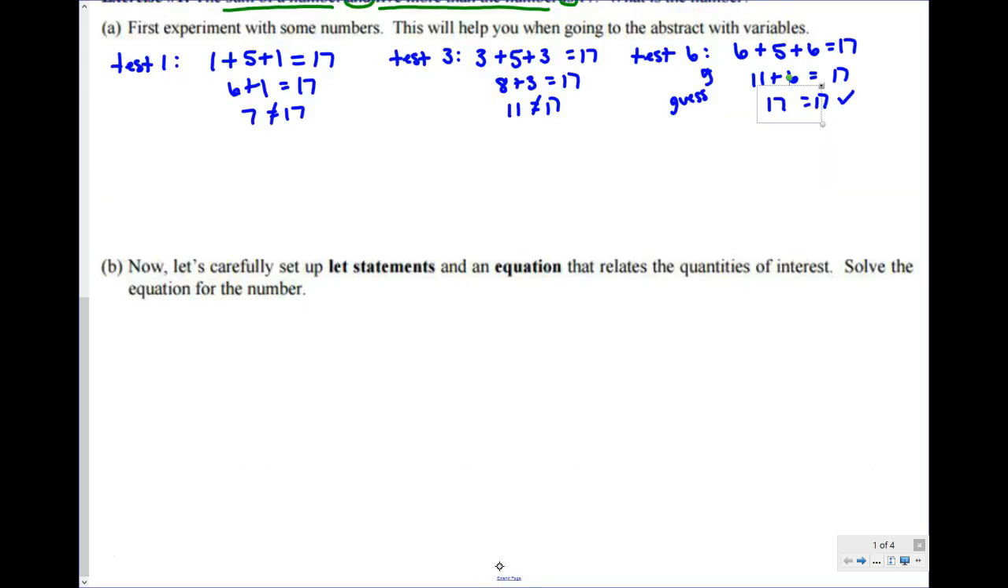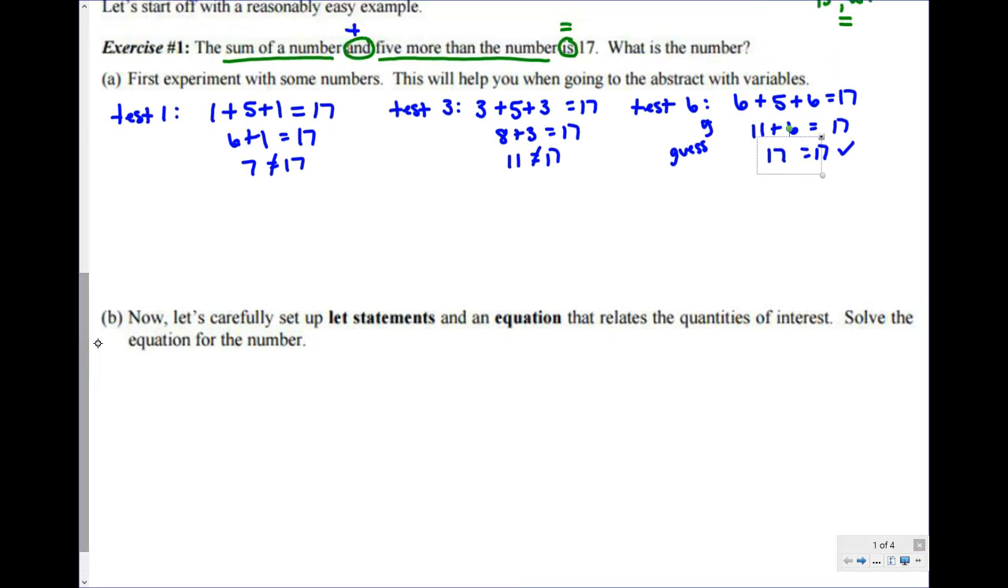So exercise B. Now let's carefully set up let statements in an equation that represents the quantities you're interested in. So here's how let statements work. Okay, let's go back up to the problem. So I'm gonna let n be the number I want to find.